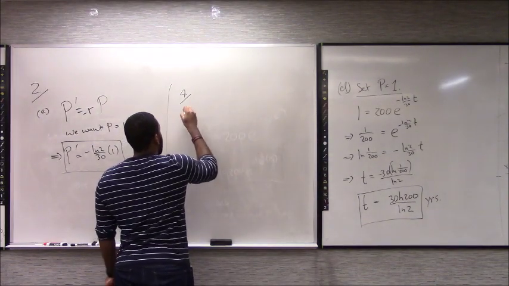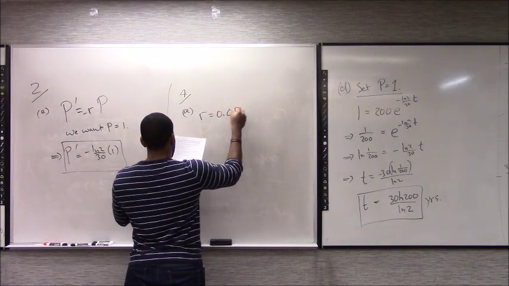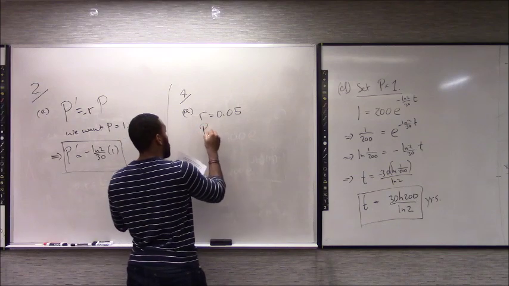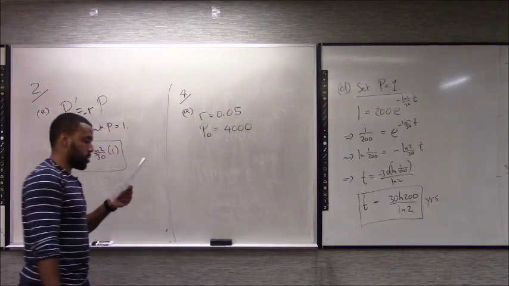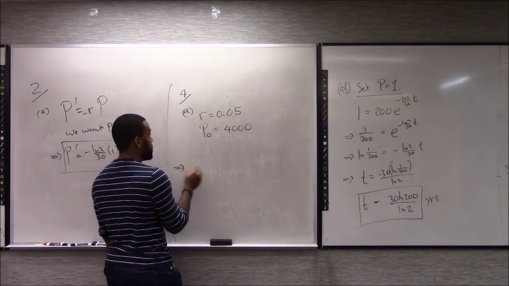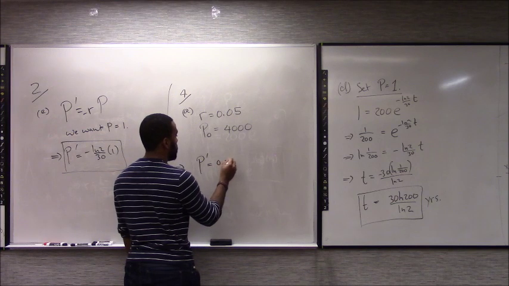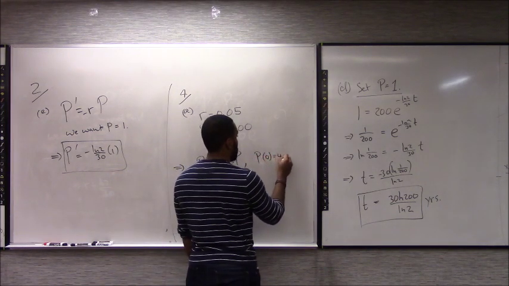So in A, we know a couple things. One, the interest rate is 5%. Two, it's compounded continuously. Three, I know that the initial principal, the principal that's deposited, is 4,000. This means that my differential equation with initial condition is going to be this, comma, P of 0 equals 4,000.